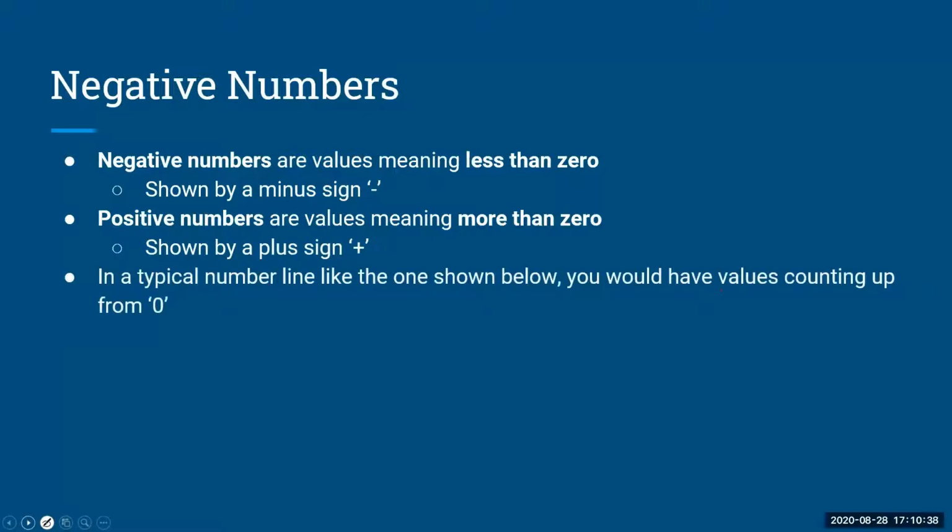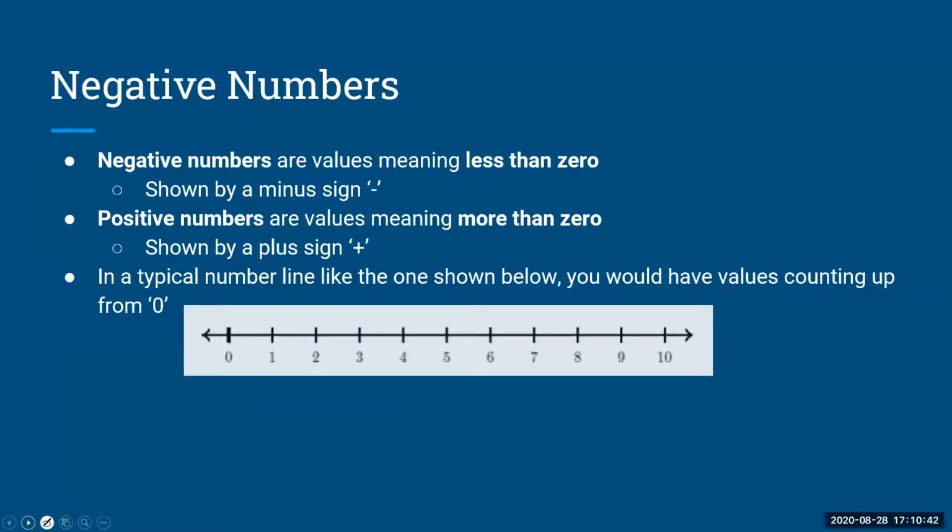On a typical number line like the one shown below, you would have all values counting up from 0. So 0, 1, 2, 3, 4, 5, 6, 7, 8, 9, 10. And in between is all the decimals. So 0.1, 0.01, 0.0001. So there's an infinite amount of numbers in between 0 and 1, and the same thing for 1 to 2 and 2 to 3. So it's all the decimals, all the fractions. Likewise, 3/4 would probably go somewhere here, 1/2 somewhere right here, 3/2 somewhere right here.